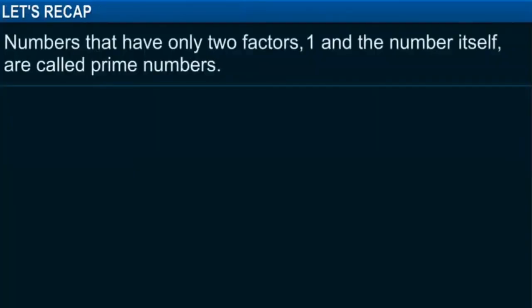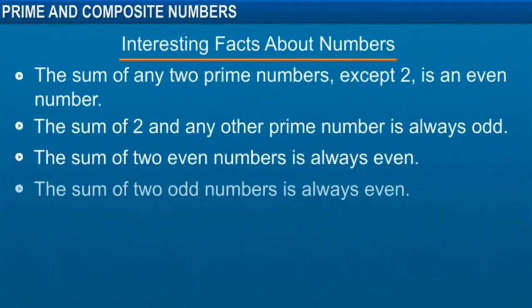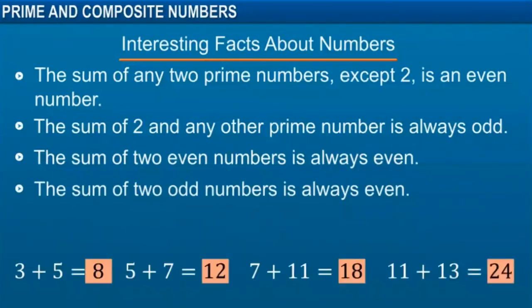Okay. So what all things have we studied? We have studied 4 things. That is, the sum of any two prime numbers except 2 is an even number. If I take two prime numbers and add them, what will I get? An even number. Same way, 2 plus another prime number: if we add 2 and a prime number, what answer will we get? Always an odd number. Now next, the sum of two even numbers is always even. Now same way, the sum of two odd numbers is always even. Okay, so these are the interesting facts that we have studied. This is already written, it was just a replay.